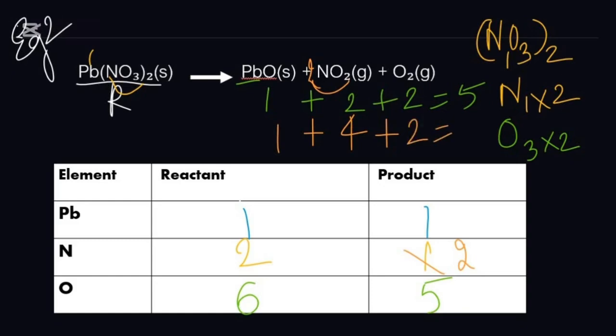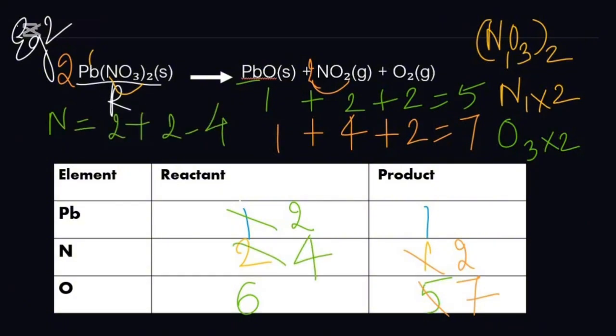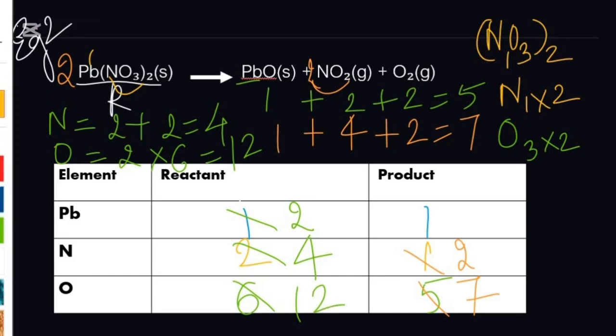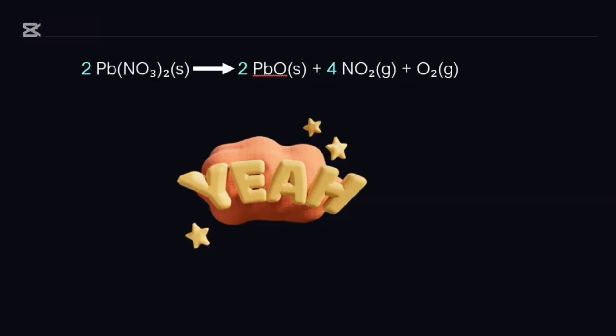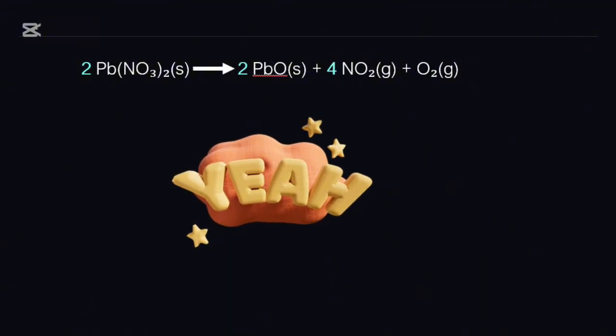7. Now to balance the number of oxygen, we have to add the coefficient 2 in front of lead nitrate. So the lead becomes 2, nitrogen becomes 2 twos are 4, and oxygen becomes 2 multiplied by 6, which is equal to 12. Now balance the product side. Coefficient 2 before the lead oxide, so the lead gets balanced. Next nitrogen, we remove 2 and add 4 in front of the nitrogen dioxide to balance the nitrogen. Now let's count the oxygen. 2 in the lead oxide, 8 in the nitrogen dioxide and 2 in the oxygen molecule. So 2 plus 8 plus 2 is equal to 12. So everything got balanced. So the final equation looks like this.